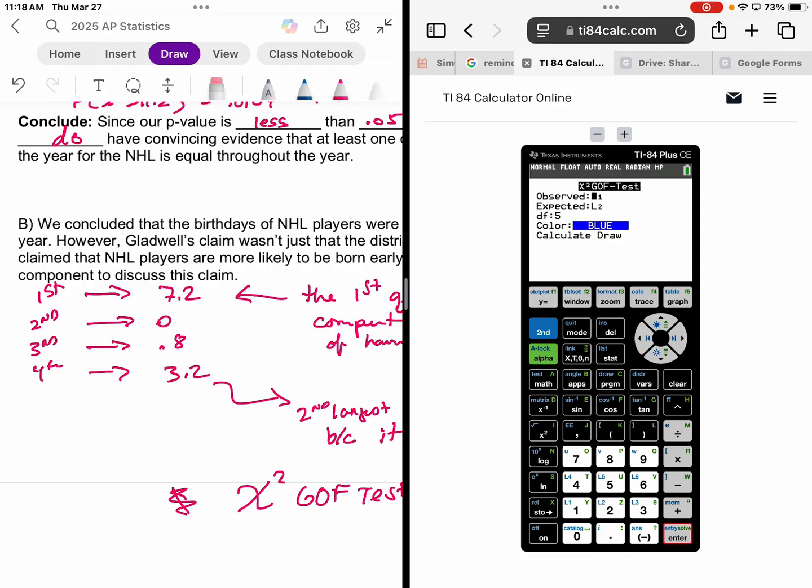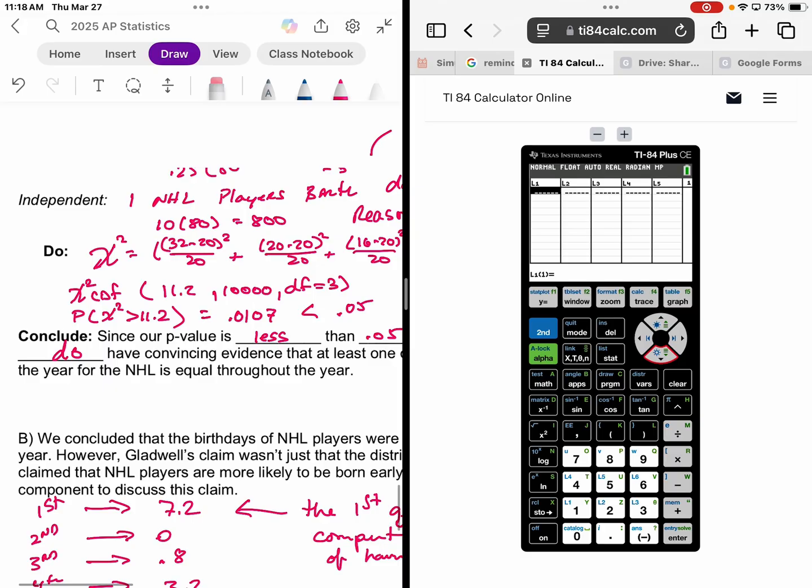So when we do a chi-square goodness of fit, notice it's asking us where to pull the data from. It's straight from our lists. It's doing the observed and the expected. We get to type in the degrees of freedom. I don't have them in L1 and L2, but I can put them there real fast. Let's clear that out, because that way you can see, with control, the differences of each fraction. So let's go through and type those in real fast.